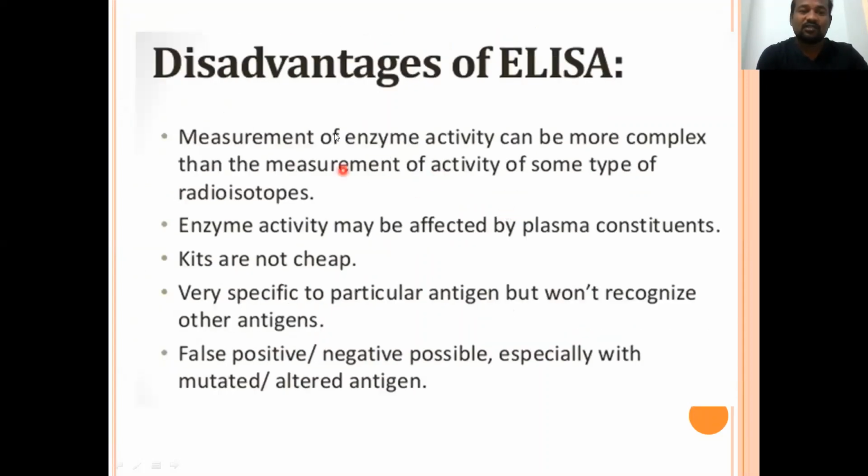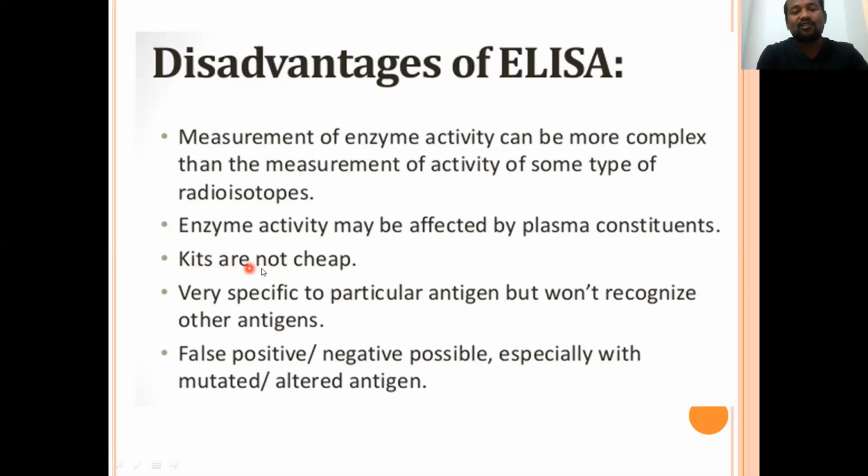Disadvantages include that measurement of enzymatic activity is more complex than the measurement of activity of some types of radioisotopes. When compared to radioisotopes, this enzymatic activity is somewhat complex in nature. That is one of the disadvantages. Moreover, this enzymatic activity may be affected by plasma constituents present in the patient sample. So some constituents present in the blood may interfere with the test results due to the enzymatic activity of the enzyme conjugate.